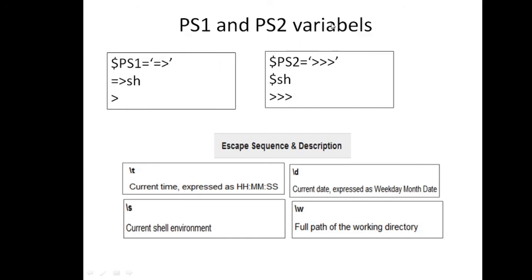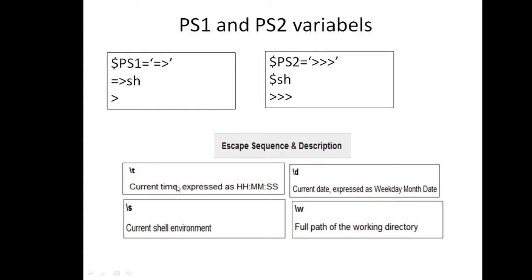PS1 and PS2 variables, as I said, are for the primary prompt and the secondary prompt. So I am trying to change the primary prompt. PS1 is equal to, within quotes, I just give equal to greater than. Now you can see that the dollar symbol is replaced with the equal to greater than. Then sh. Here PS2 is equal to triple greater than. When I give sh, a new shell, a secondary shell, is created, and then you get this symbol.